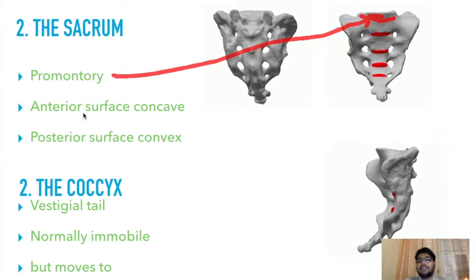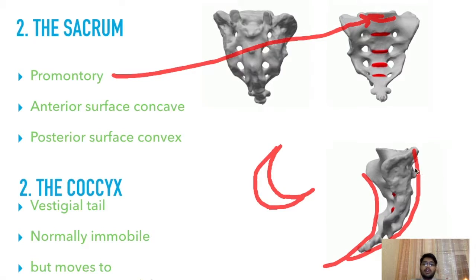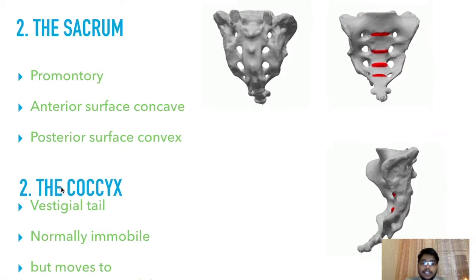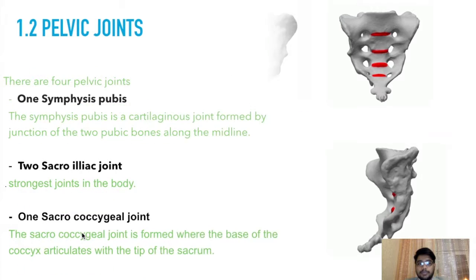The second thing that we should know about the sacrum is that sacrum has a curvature. Anteriorly, sacrum is concave, while posteriorly it is convex. Now, about coccyx. As we already know, the coccyx is the vestigial tail of human. Normally it is immobile, but during delivery, some movements can be observed.